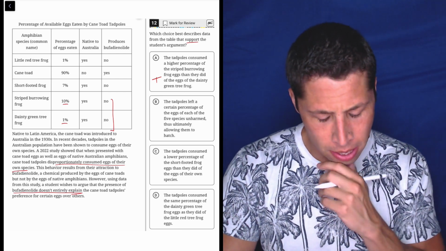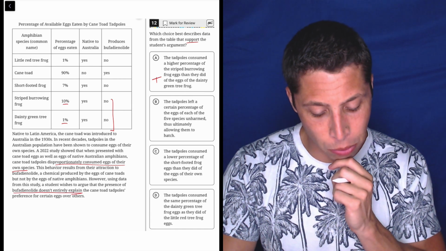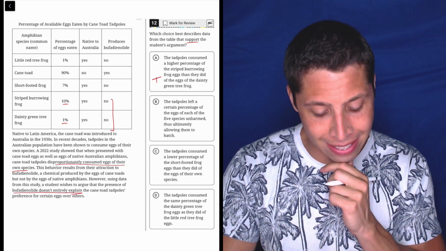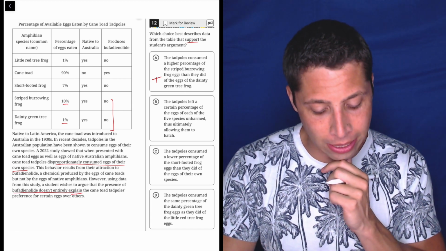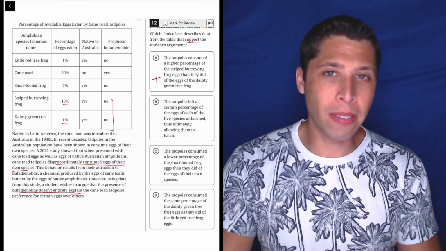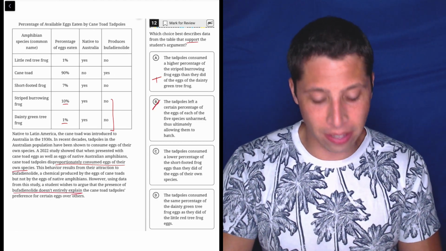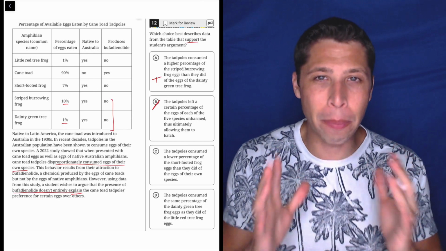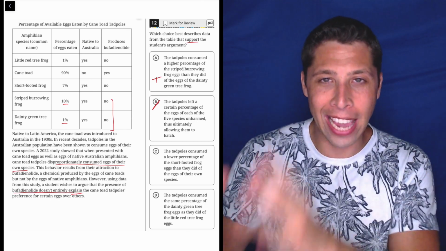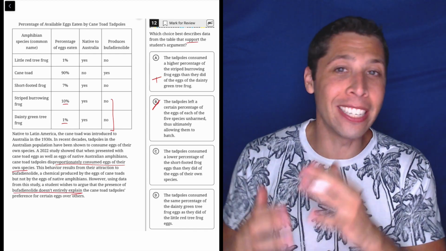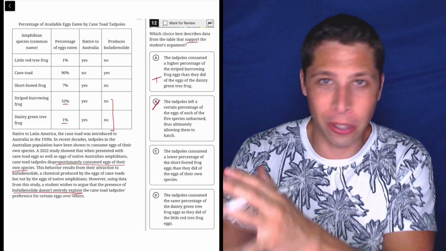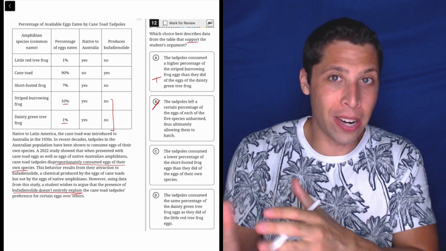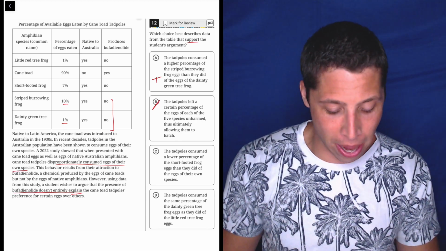Let's keep going. B, the tadpoles left a certain percentage of the eggs of each of the 5 species unharmed, thus ultimately allowing them to hatch. But what does it have to do with being attracted to this chemical? It has nothing to do with what they're eating, right? It's about why the cane toad tadpoles eat a certain other tadpole or a certain other egg. If we're not eating it, then that doesn't seem to matter.